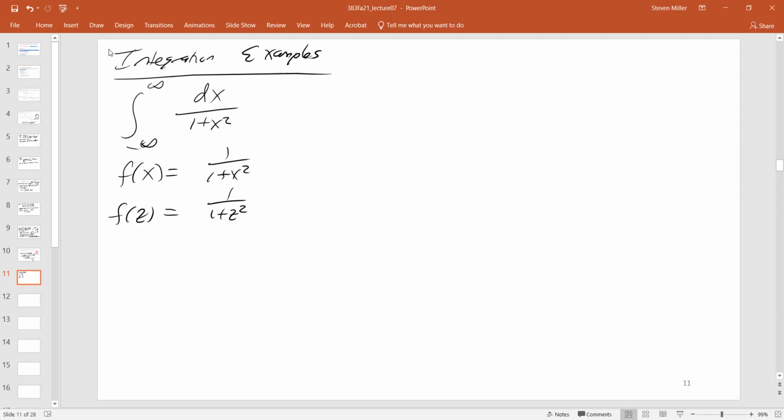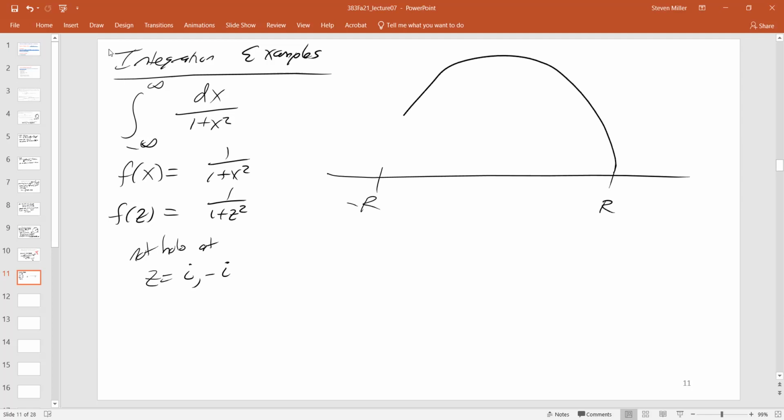Now, if we look at the function 1 over 1 plus z squared, where are the places where it's not holomorphic? Yes, z equals i, anything else? And negative i. So there are 2 points we need to stay away from. But if we integrate along the real axis, we're okay. And so the way you normally do these is here's minus r, here's r. And with decent imagination, here's a hemisphere. And we integrate along a curve like this.